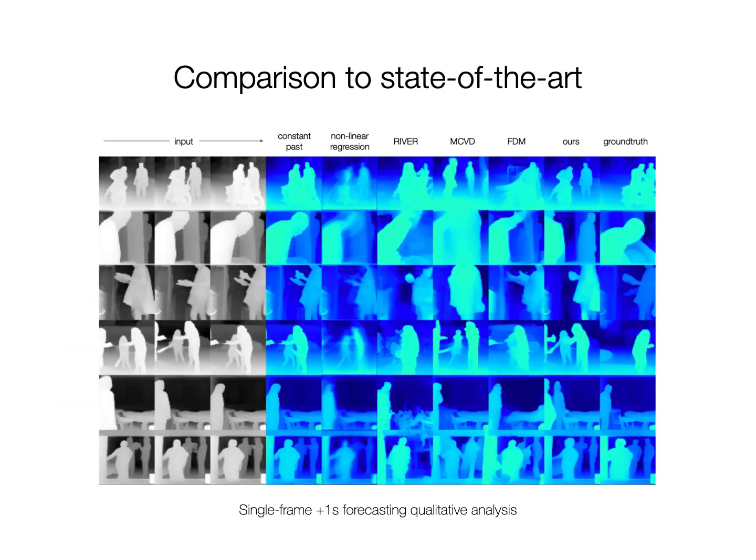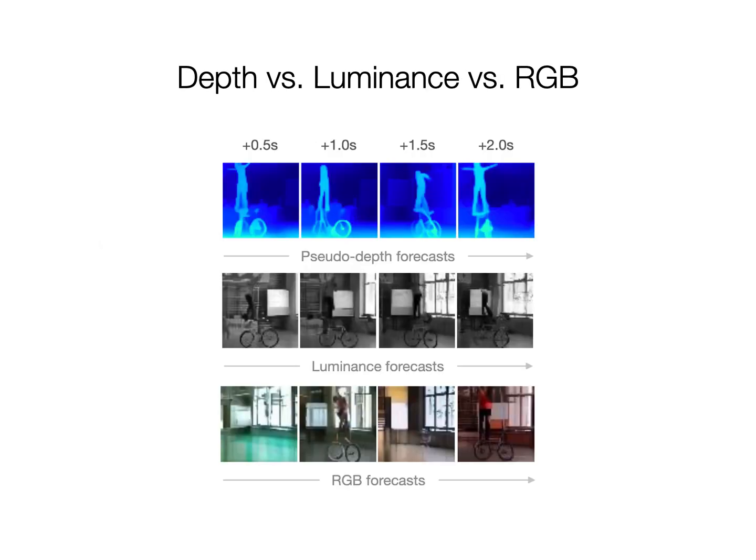We also evaluate shorter forecasting horizons, specifically 1 second into the future, and show qualitative and quantitative comparisons with 3 state-of-the-art approaches and other more simple baselines. Given the same amount of training resources, we find that it is much harder to train our video prediction model for RGB forecasting and much easier to train it for more invariant quantities like depth and luminance.